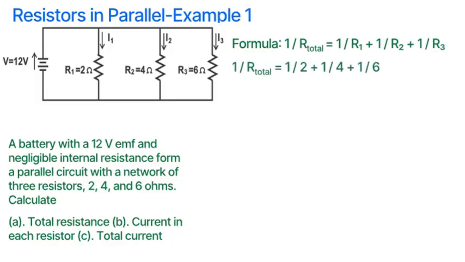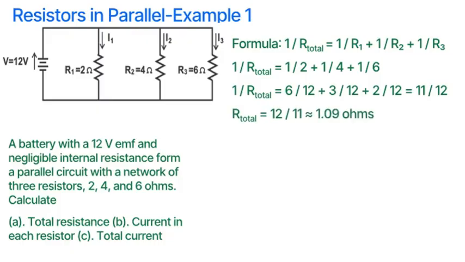Now, substitute the resistor values. 1 over 2 plus 1 over 4 plus 1 over 6. Convert each fraction to have a common denominator of 12. So we get 6 twelfths, 3 twelfths, and 2 twelfths. Adding them gives 11 over 12. Now, take the reciprocal of 11 over 12. 12 divided by 11 equals approximately 1.09 ohms.